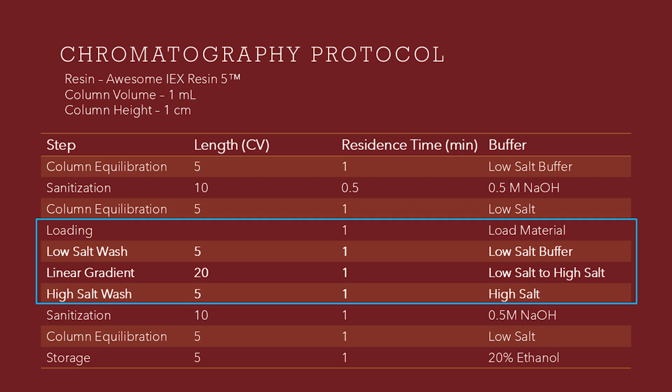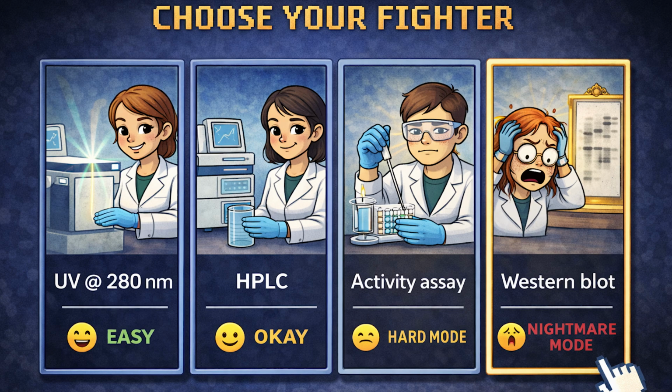Start with a 0 to 1 molar sodium chloride gradient over 20 column volumes, CV. Collect about 1 column volume fractions. Find where your protein elutes. If purity is high, you'll see it right on the chromatogram. If purity is low, break out SDS-PAGE, CE-SDS, LC-MS, or, bless your soul, Western blots.